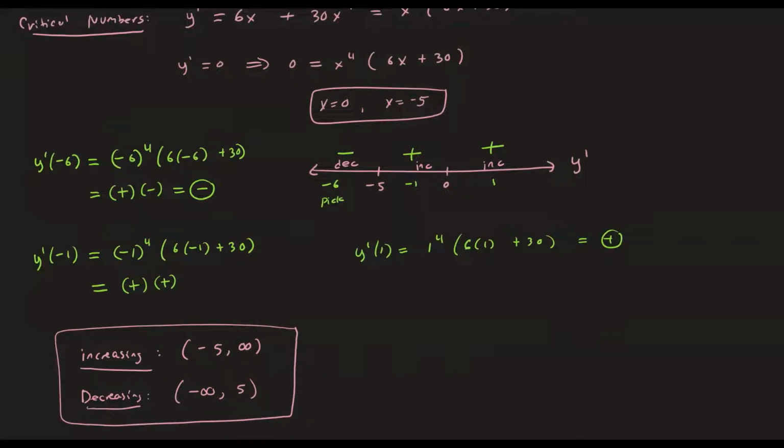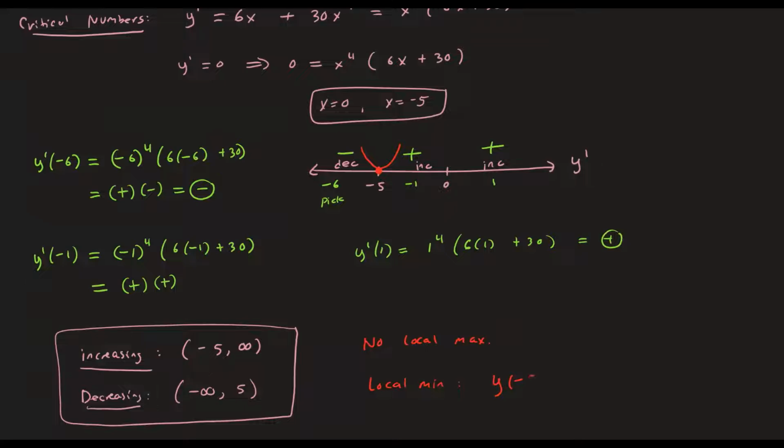Now, because the sign changes around this critical number, we have either a maximum or minimum. Think about it this way: you're going from negative to positive, so you have going down and then going up, so you have a local minimum. So we see that there is no local max, but there is a local minimum for this function, and that occurs at -5.